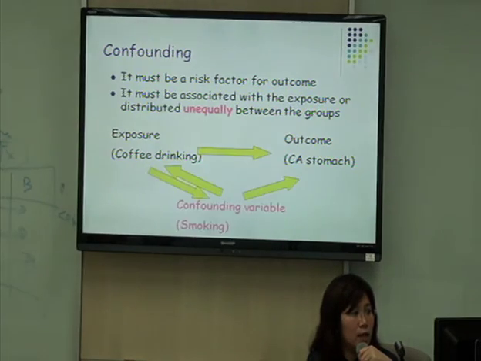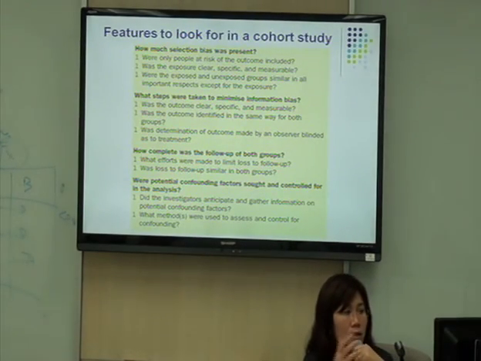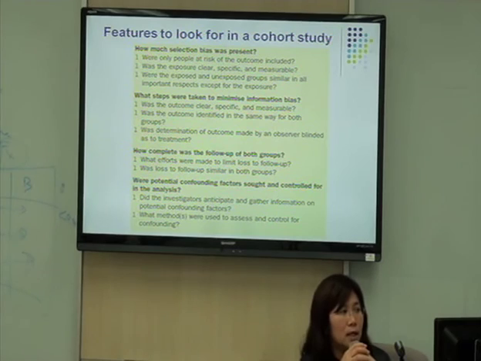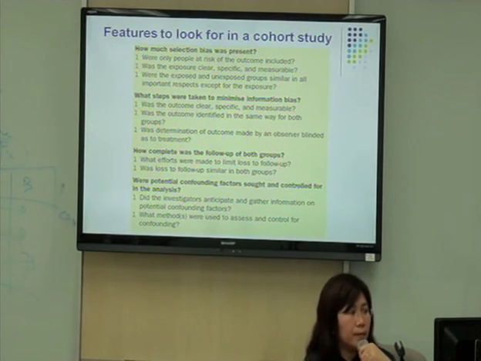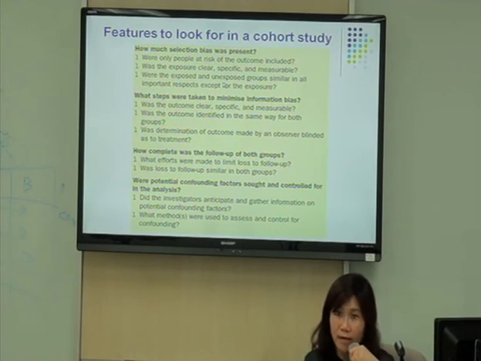And the final one is confounding factor. I think it's not explained again. So for appraising a cohort study: how much selection bias was present? Were only patients at risk of the outcome included? Was the exposure clearly specified and measurable? Were the exposed and unexposed groups similar in all important aspects? This asks about susceptibility bias, right?